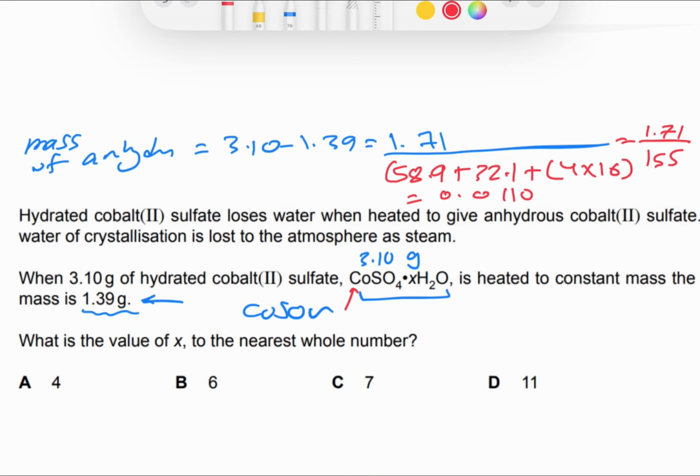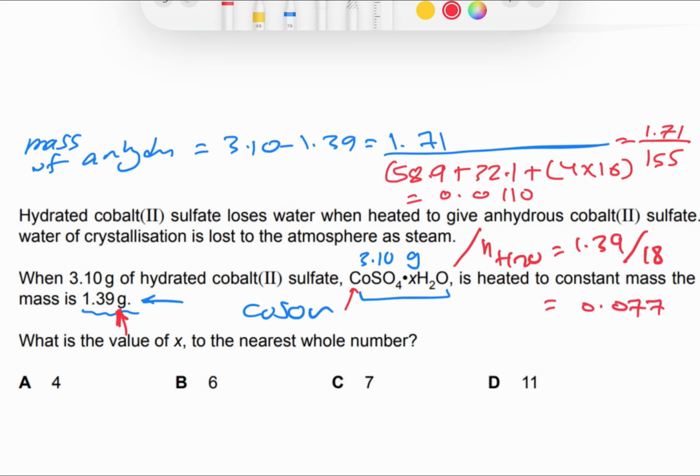And now let's go to calculate the moles of water. The moles of water are equal to mass over the MR of water. And since this here is the mass of water, we can say the moles of water are equal to 1.39 over 18, which is the MR of water. Then the moles of water are equal to 0.077.